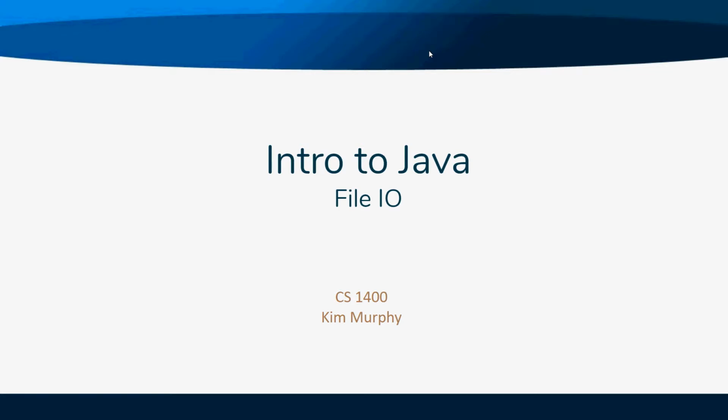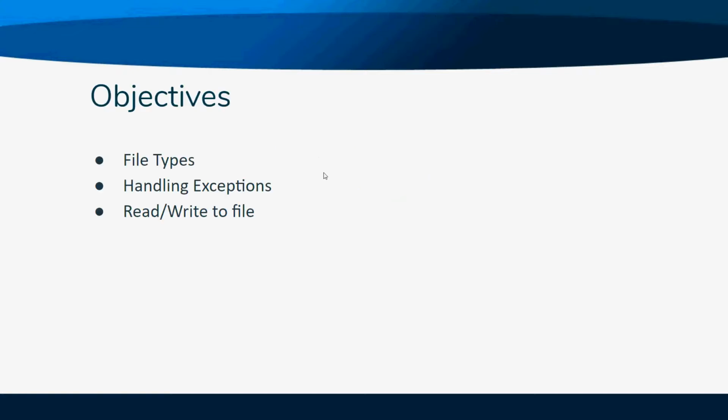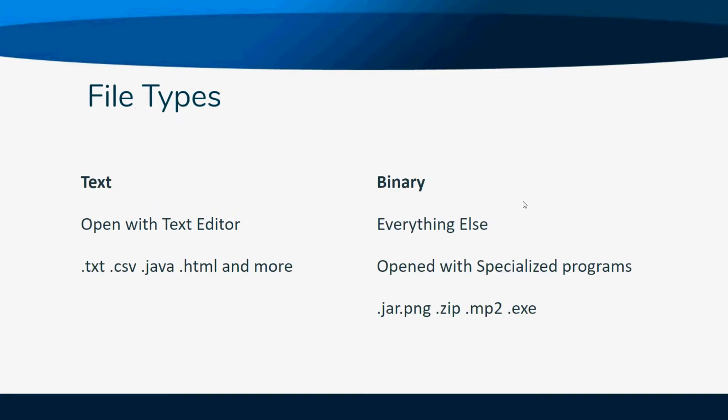Okay, so in this chapter, we're going to be talking about file input and output. We're going to show you how to do some files, the different types of files there are. We'll show you how to handle some exceptions and read and write to a file.